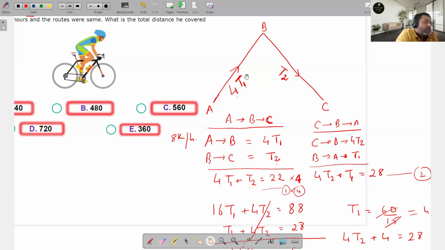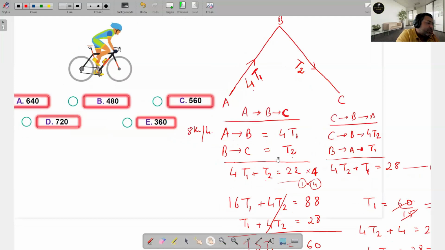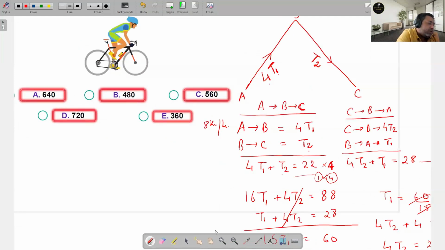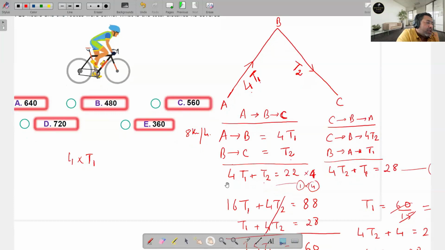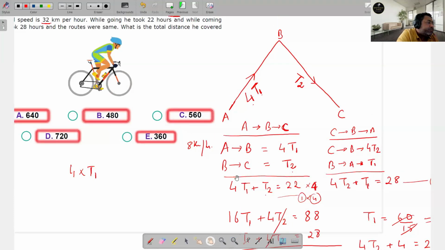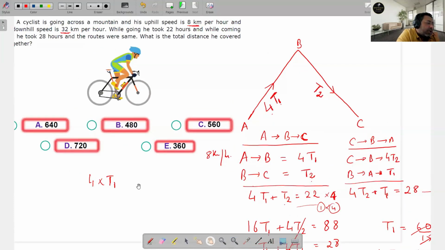Right. So 4 times t1, he traveled. So he traveled for 4 into t1, and that is the time he traveled. And what was the speed for that? The speed for that was 8 kilometers per hour, multiplied by 8.